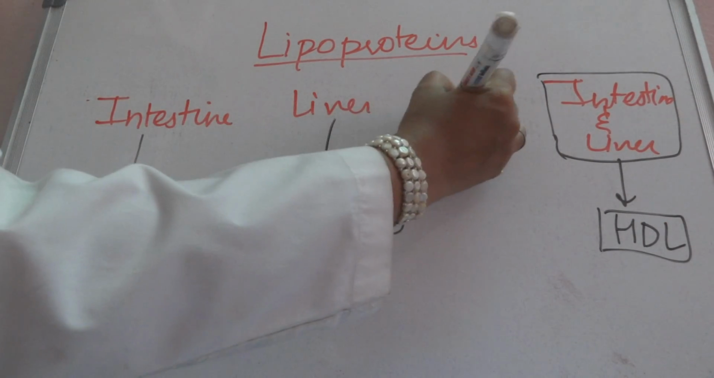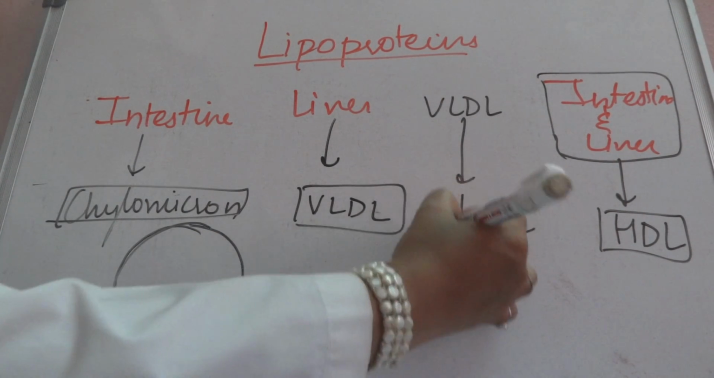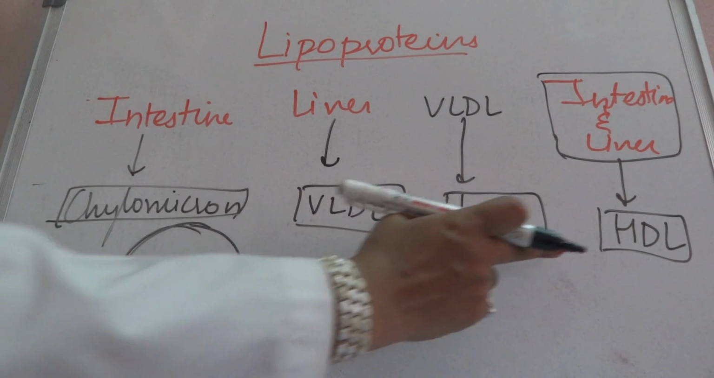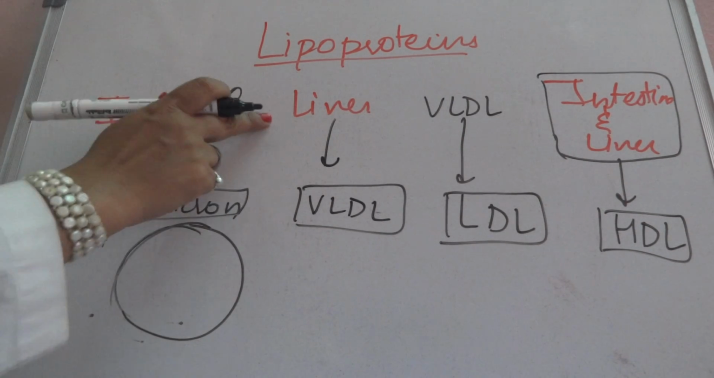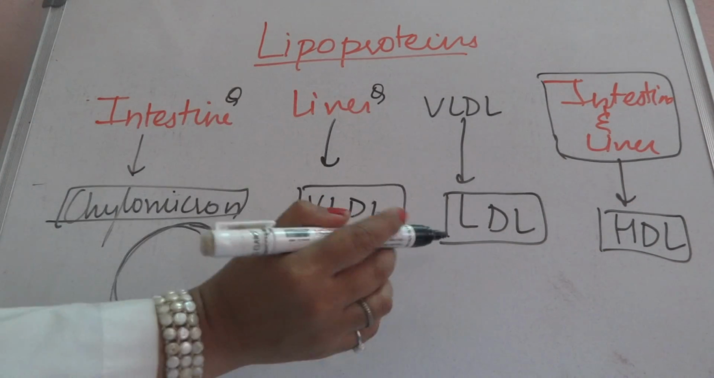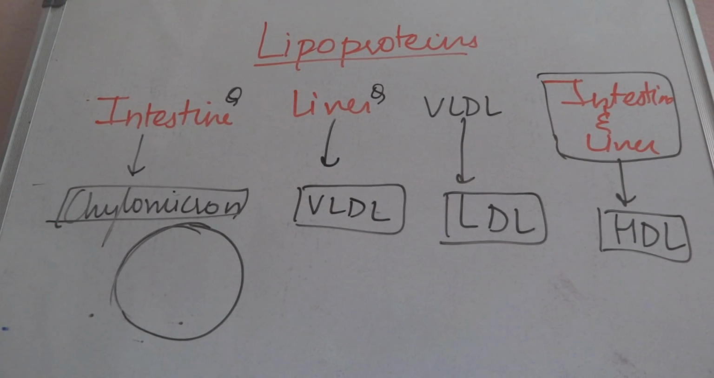This VLDL helps in the formation of LDL. So LDL is formed from VLDL. So now we have four lipoproteins: chylomicron, VLDL, LDL and HDL. Intestine forms the chylomicron, this is an MCQ. Liver forms the VLDL, the second MCQ. VLDL forms LDL, and intestine and liver will form high density lipoprotein.